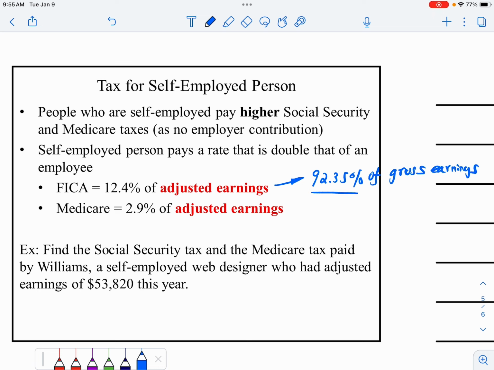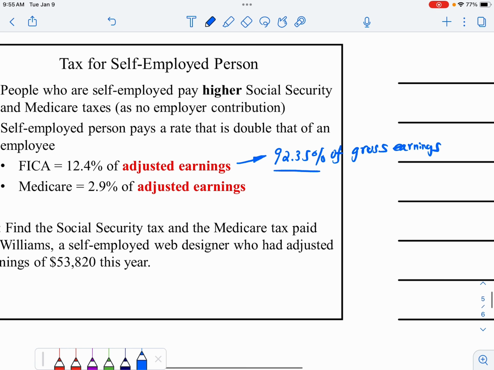And where is that from? Basically, assume no other deduction. Suppose there's no other deduction for now. So this number is coming from 100% of your gross earnings minus 6.2% and minus another 1.45%. So we subtract 6.2%, which is the regular FICA rate, and 1.45%, which is the regular Medicare rate. If you do this, this is what it is.